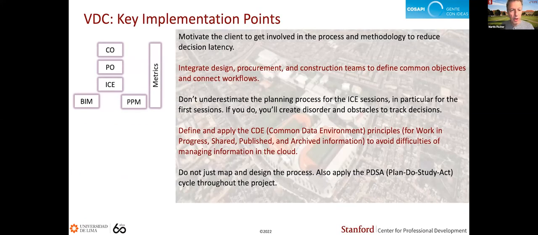And there were also some lessons learned in terms of the importance of getting the client involved to reduce the decision latency, the time to get a decision, right, which would otherwise force you to have too many balls in the air. I think you probably know that. So that was something that the project team noted in terms of importance. The importance to integrate design, procurement, and construction teams so that they are working on the common objectives and connect the workflows. Just having a good design, good procurement and construction process by themselves may not give you the project success you need, right? Because they may not be connected and aligned.